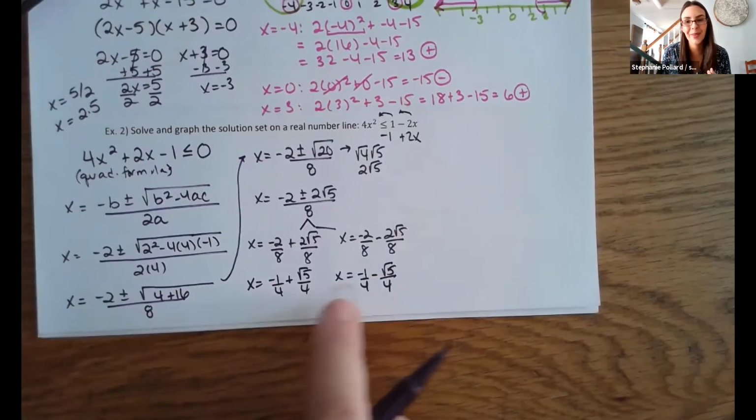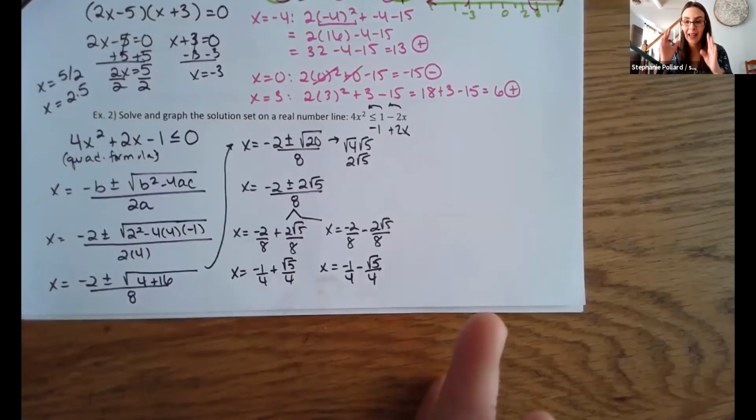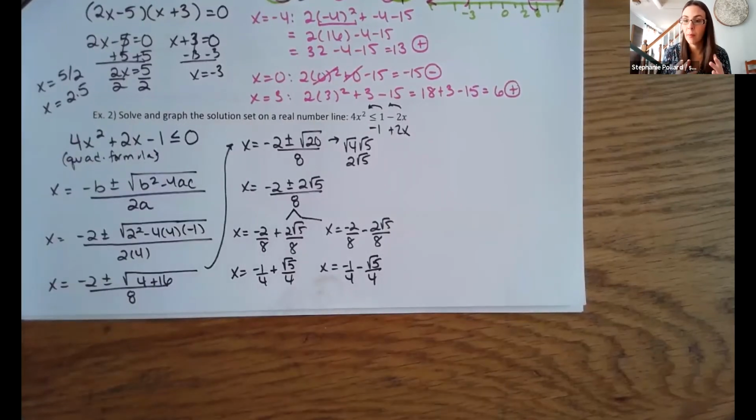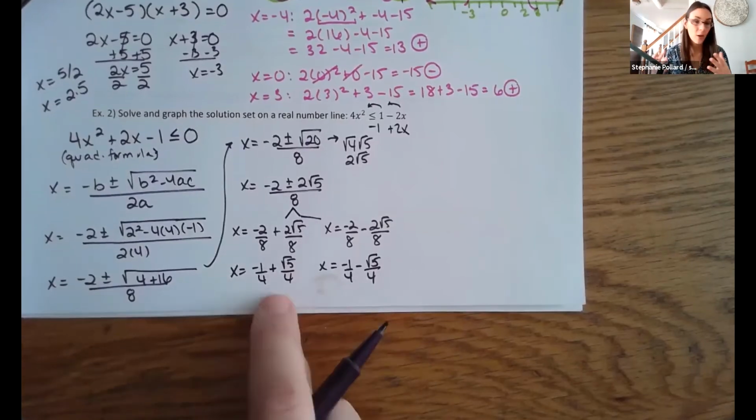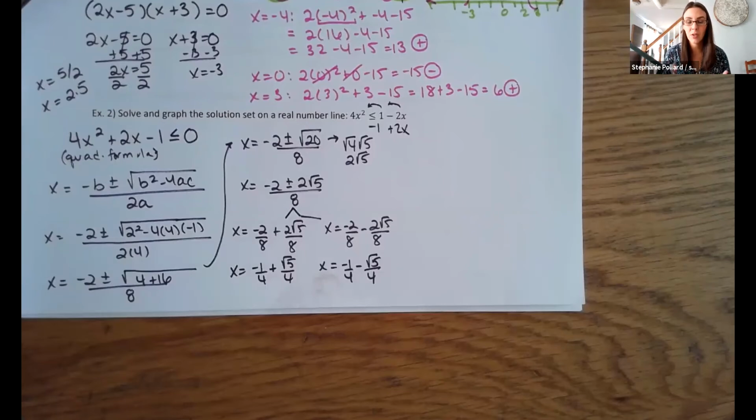Now, these are both real numbers. I know they look kind of weird, but as long as they're real numbers, we can put them on the boundary line. If they were imaginary, then we wouldn't, because they would not be x-intercepts. So what you would probably want to do here is take out your calculator and get an approximation so you know where these numbers actually belong.